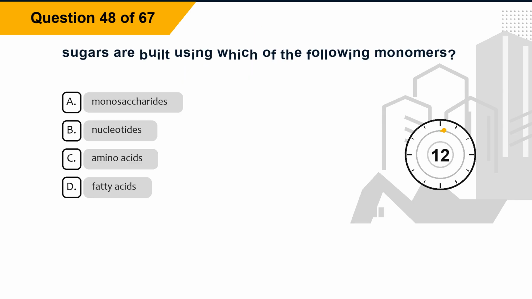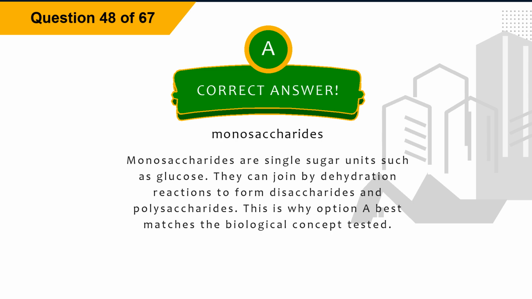Question 48. Sugars are built using which of the following monomers? Option A, monosaccharides. Option B, nucleotides. Option C, amino acids. Option D, fatty acids. The correct answer is option A, monosaccharides. Explanation. Monosaccharides are single sugar units such as glucose. They can join by dehydration reactions to form disaccharides and polysaccharides. This is why option A best matches the biological concept tested.